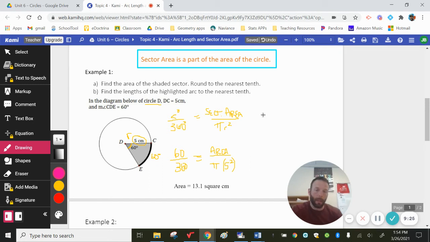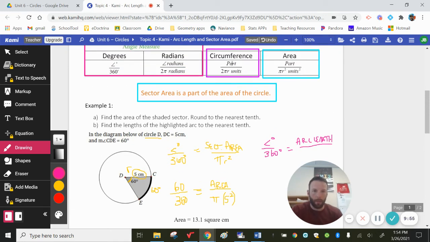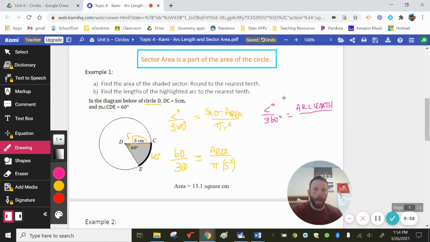But I'm still measuring the angle in degrees, so I'm going to set up the same angle relationship here, that the measure of the angle in degrees is out of 360 degrees. But this time I'm going to set this equal to not area, but arc length. We're looking for arc length this time, not sector area. Arc length is a part of the circumference, so it's out of 2 pi r. So there's my equation. Now I'm just going to substitute and then solve.